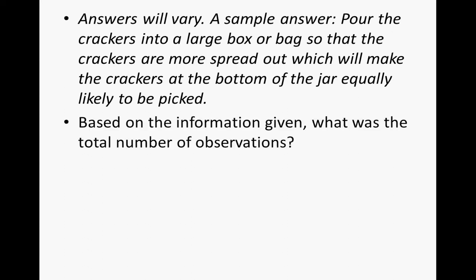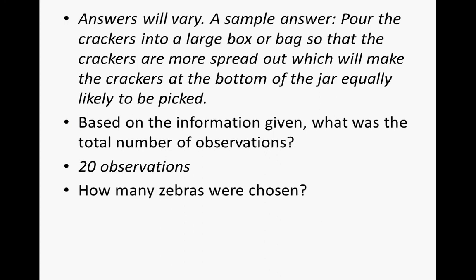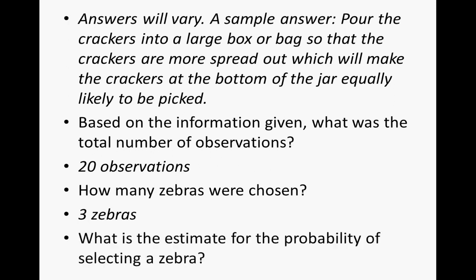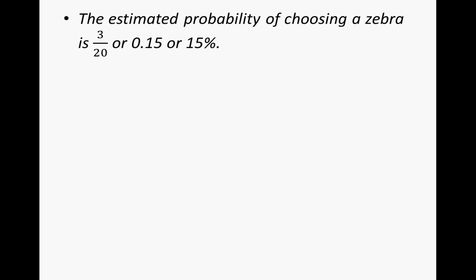Well, based on the information given, what was the total number of observations? Well, that was 20. And how many zebras were chosen? On your lesson worksheet, it said 3. So what is the estimate for the probability of selecting a zebra? Well, the estimated probability of choosing a zebra is 3 out of 20, or 15/100ths, which is the same as 15%.